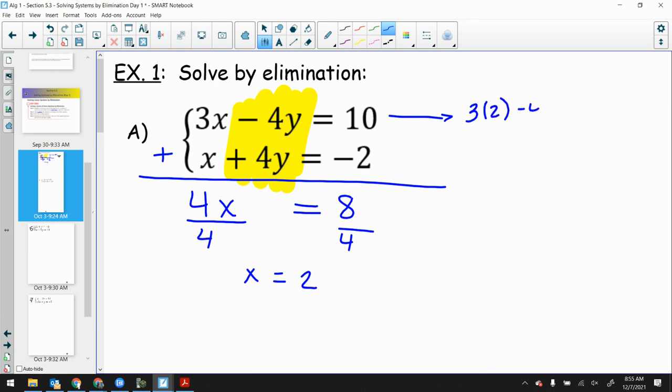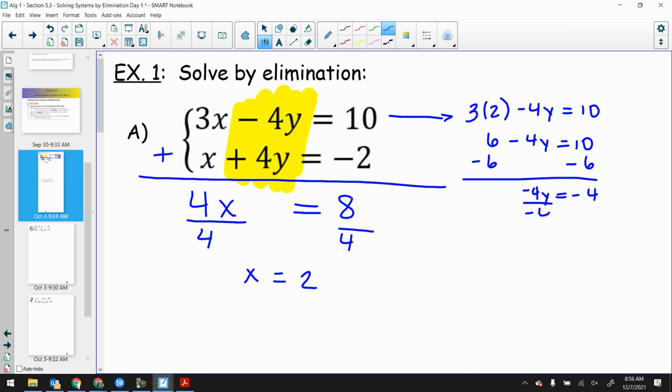3 times 2 minus 4y is 10. All I did was take that 2 and plug it in for x. So 3 times 2 is 6. So 6 minus 4y is 10. I subtract the 6 to the other side. I divide by -4. So y is 1. 2 comma 1.